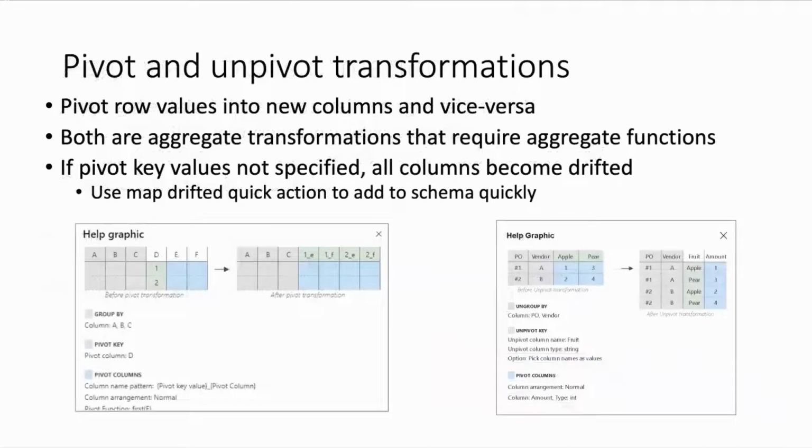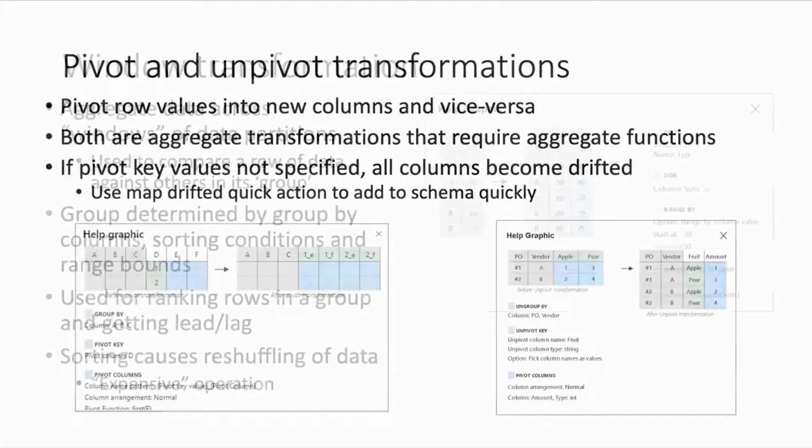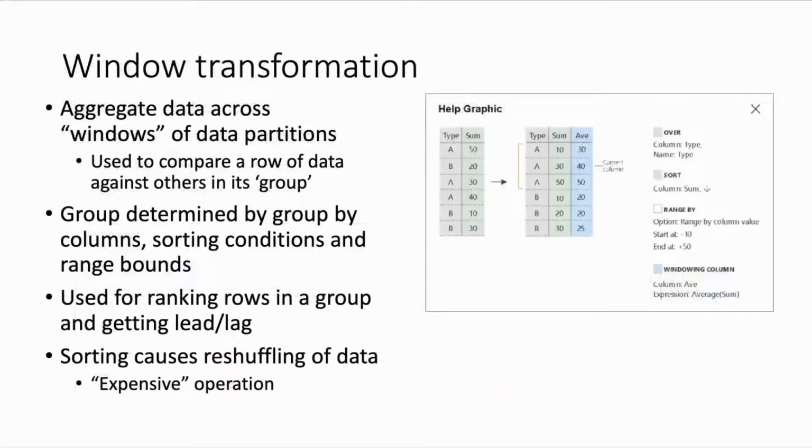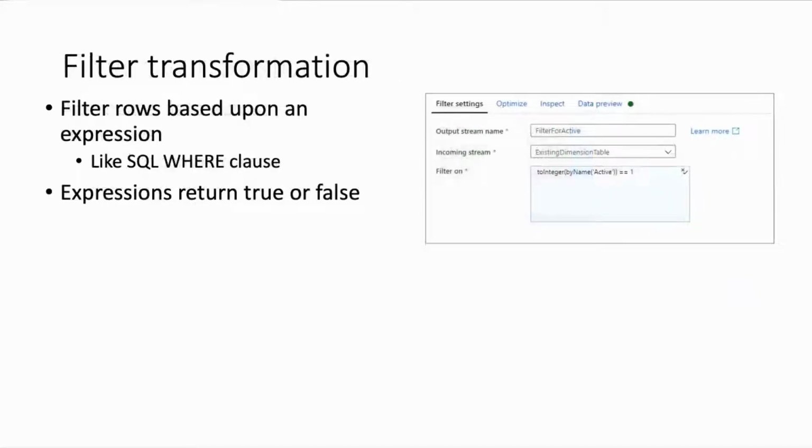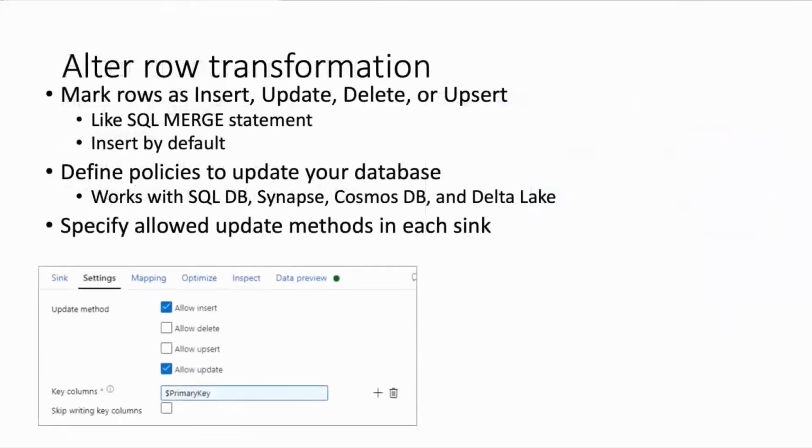Pivot and unpivot. Again, if you have certain pivot tables and you want to swap rows and columns, yes, you can do that with the pivot and unpivot transformations. There's window transformations, which look at a certain window of data and then run your transformation logic, sorting, or aggregation based on that. Filter transformations, if you want to filter out certain data based on the condition that you provide, something similar to the SQL WHERE clause, you can do that with the filter transformations.